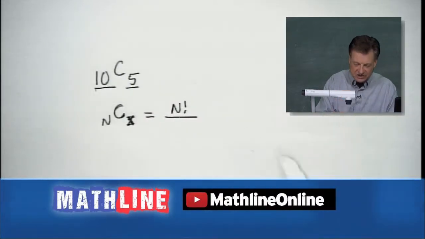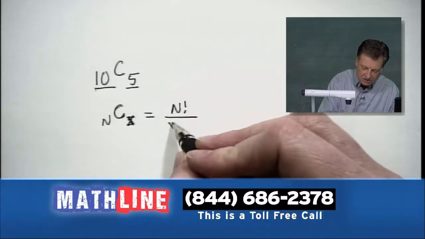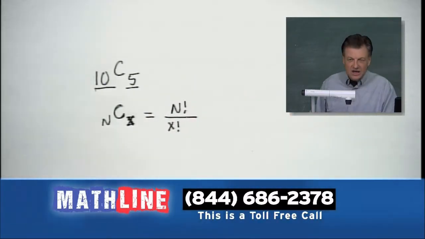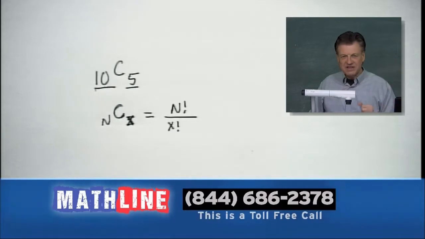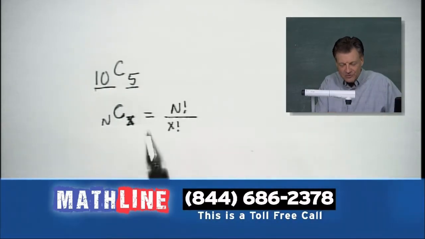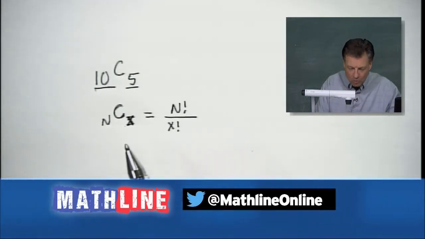The formula says we start with n factorial, and then we go to this little guy here and take it to a factorial. Now, what does factorial mean, Ernie? Well, since we know x is 5, I've already given that away pretty hard, haven't I? That's going to be 5 times 4 times 3 times 2 times 1.